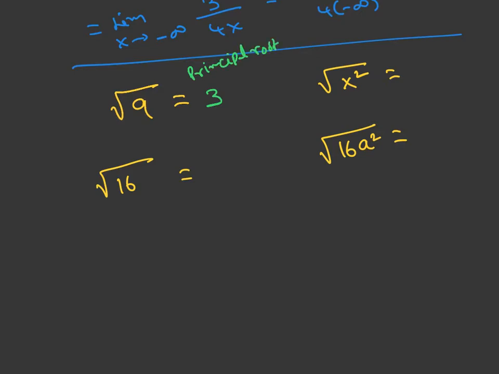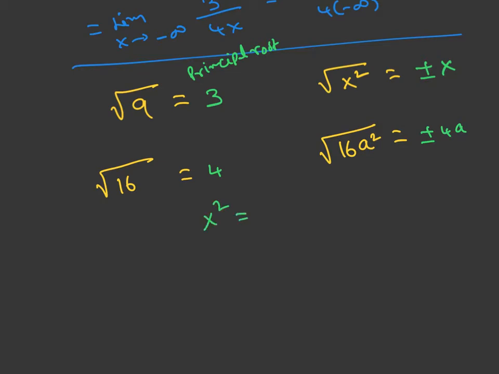Principal root is always positive. You take the positive quantity. But if there is a variable inside, you take plus or minus. Same way here, square root of 16 would be 4. But because of the variable inside, 16 gives a positive 4, but the square root of a squared would be plus or minus a. Hence, you will get plus or minus 4a.